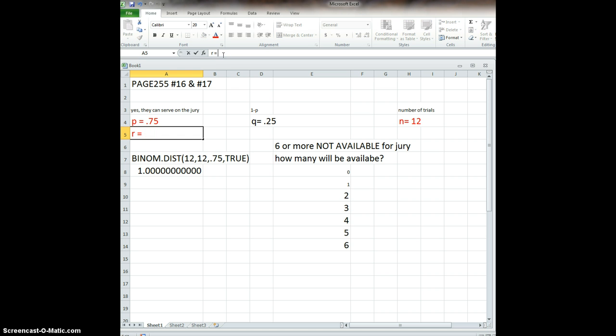So R in this case, we're asking up to 6, which we're going to use the true here. So our chances of 6 successes out of 12 trials, 75% chance of success. And true, we want to accumulate everything from 0 successes up to 6 successes. So let me change that down there to 6. And here we get about a 5.4% chance that will happen, 0.0544. All right, so that's the chances that 6 or more will not be available.